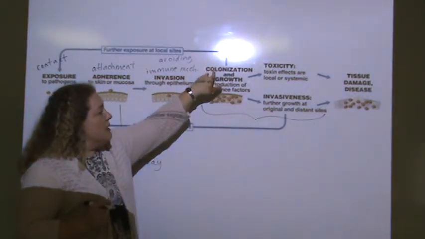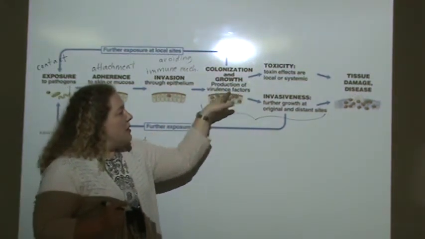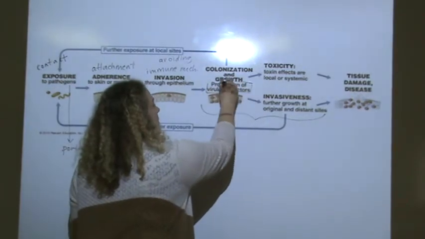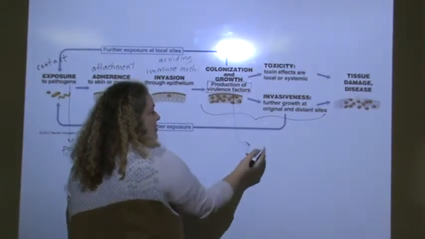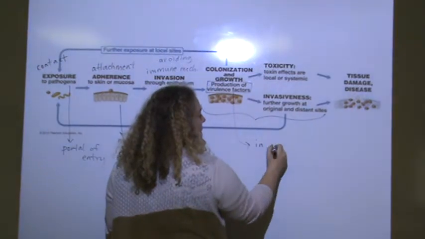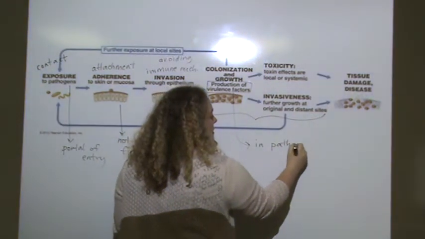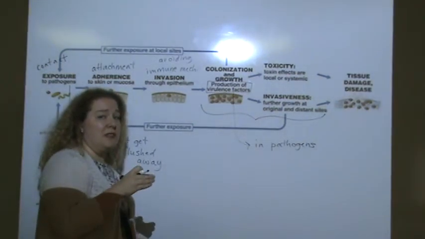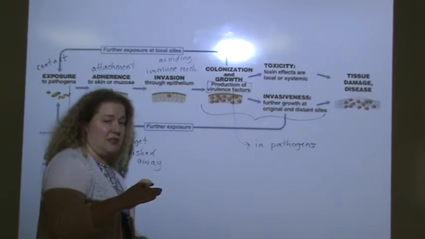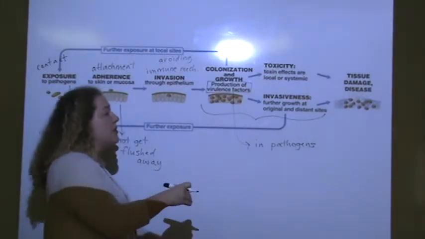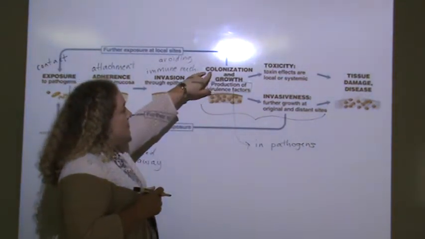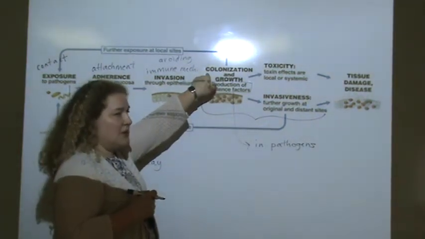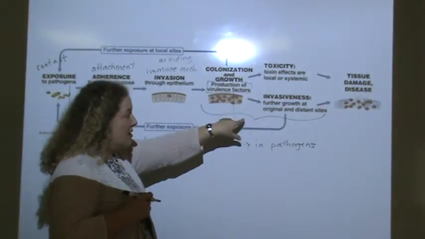So colonization, growth, and production of virulence factors. This step, the virulence factors, will be in the microbes that we call pathogens. So if they have virulence factors, that allows them to become pathogens, and I'll be talking about that in lecture tomorrow. Sometimes those will help colonization and growth. Some microbes can colonize and grow but not make virulence factors and not cause harm.